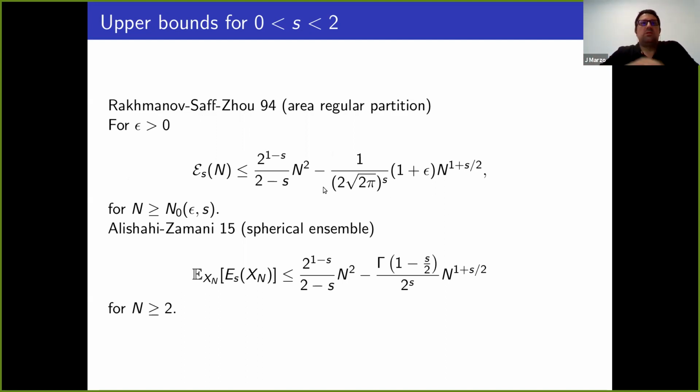But if you consider something better, for example, I mentioned already this spherical ensemble. So in 2015, Alishahi and Zamani used this spherical ensemble to compute the expected Riesz energy of points given by this spherical ensemble. And the result is this. So you have the same main term, and then you have this other bound. So we are going to see a picture now. This is better than this one.